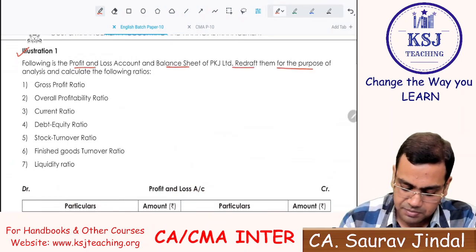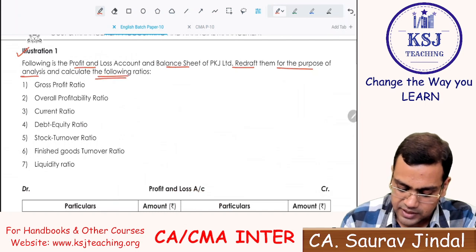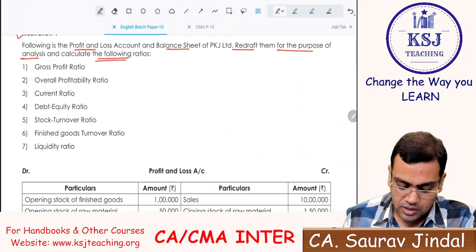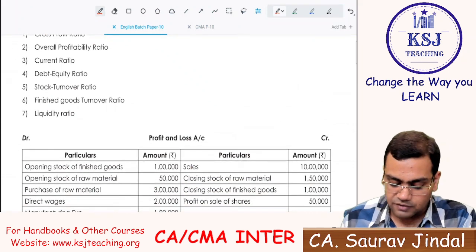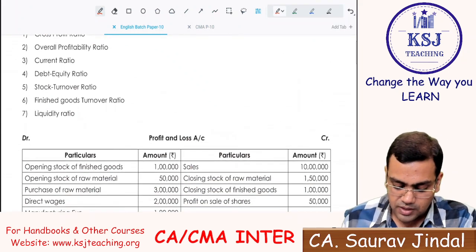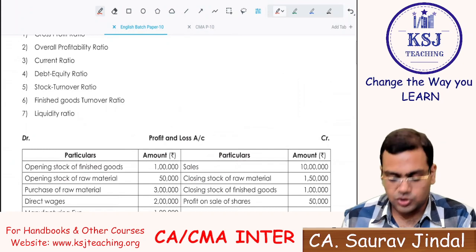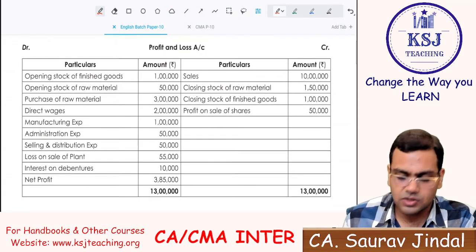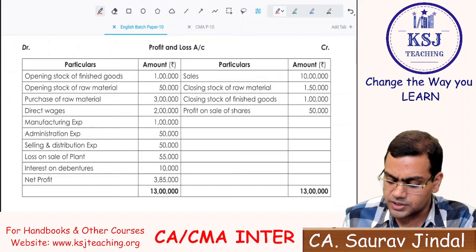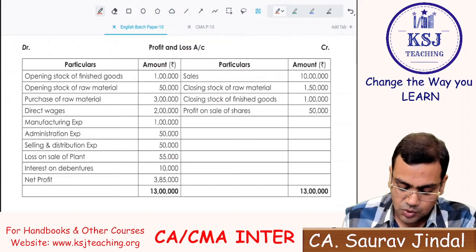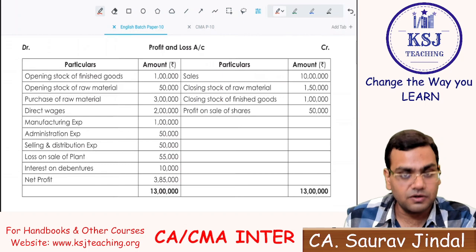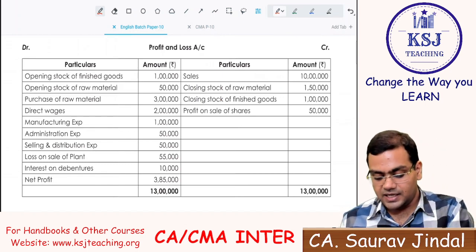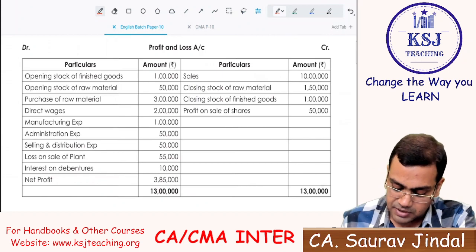Redraft them for the purpose of analysis and calculate the following ratios: gross profit ratio, overall profitability ratio, current ratio, debt equity ratio, stock turnover ratio, finished goods turnover ratio, and liquidity ratio. The profit and loss account is given. Sales, closing stock of raw material, closing stock of finished goods, profit on the sale of shares, opening stock of finished goods, opening stock of raw material, direct wages, manufacturing expenses, administration, selling and distribution, loss on sale of plant, interest on debentures, and net profit.